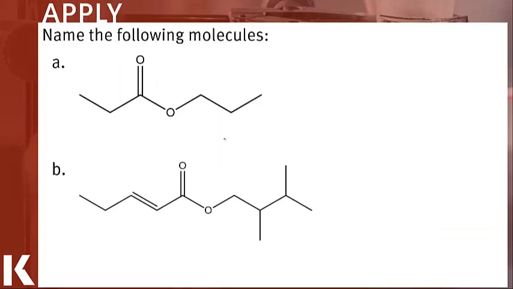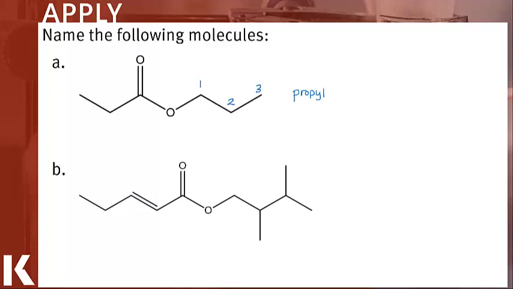In our first example, we want to name the following molecule. The first thing we want to do is look at the alkyl portion, the portion that does not have the carbonyl carbon on it. This is the portion on the right. So we see 1, 2, 3 carbons. This is going to make a propyl group. And remember, we put that -yl on the end.